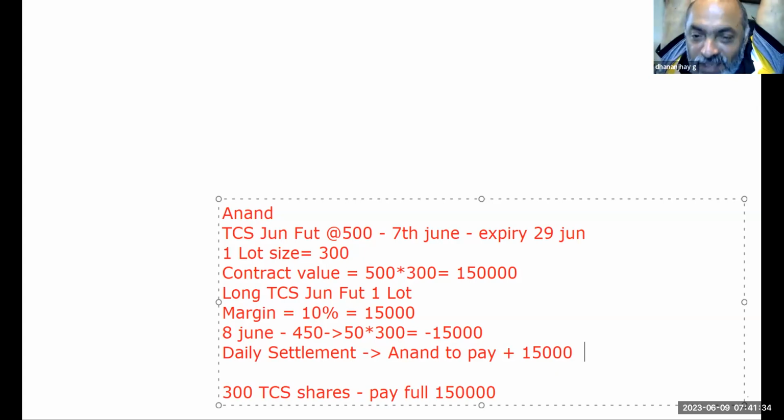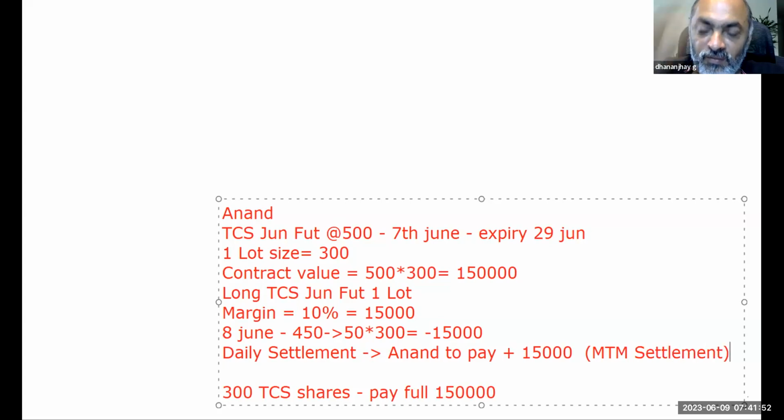So this is called daily settlement. Even if it is a notional loss, even if your position is open, you have to pay the margin, or what we call MTM settlement. You should be clear on these. What is MTM? Market to market settlement. I have the position, but what is the market price? How much notional loss am I incurring depending upon the market? If I have to sell the position right now, how much loss am I incurring? I am incurring a loss of 15,000.